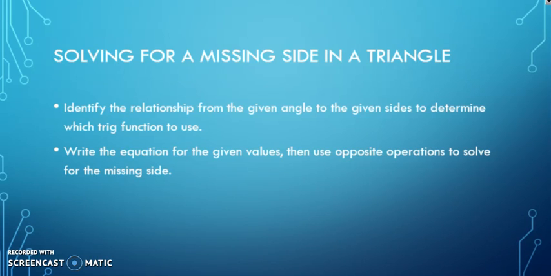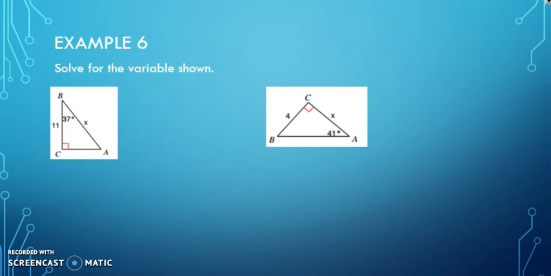This isn't necessarily a new skill, this is kind of just combining the things and putting them together. So maybe they will say solve for the whole triangle, or maybe they will just say solve for a specific missing side. You want to think about which relationship you have from the angles to the sides, and then choose the correct trig function to use. You may not need to use all of them if you're only finding one of the sides in particular. Then you're going to write the equation and use your opposite operations to solve for the missing side. So this is something that you probably did in geometry. We're just kind of putting together all of our knowledge and then being a little bit choosier about what we set up.